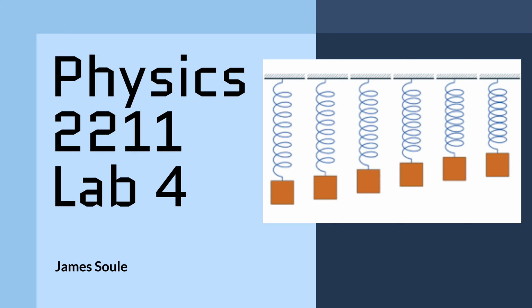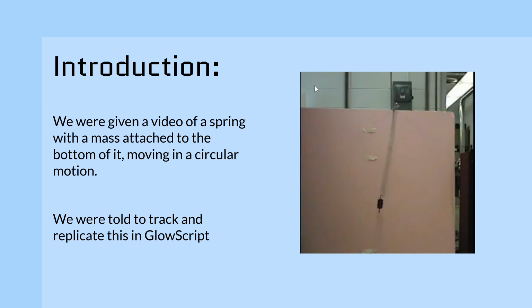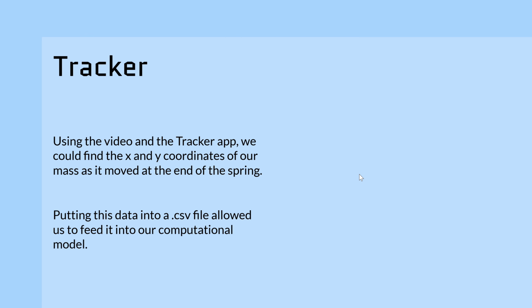Rasul, and I'll be going over the Physics 2211 Lab 4. This is over the motion of a mass at the end of a spring. First we were given a video of a mass with a spring attached to it. In the video, the mass is moving in a circular motion. We were told to replicate this in GlowScript and analyze its movement in Tracker.